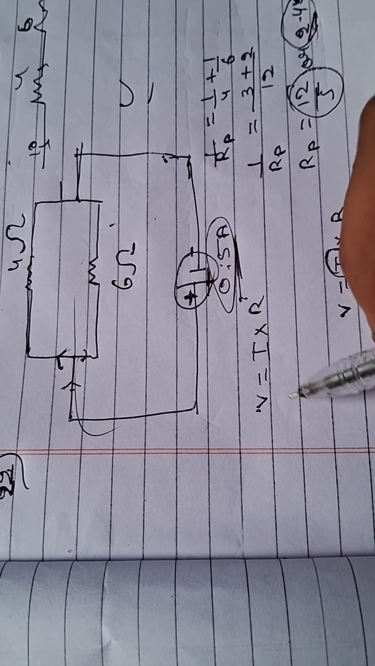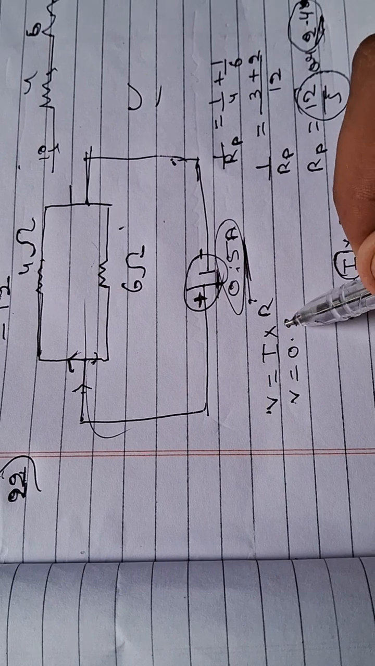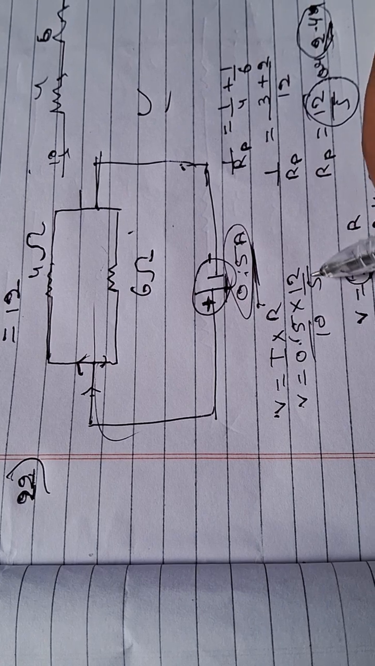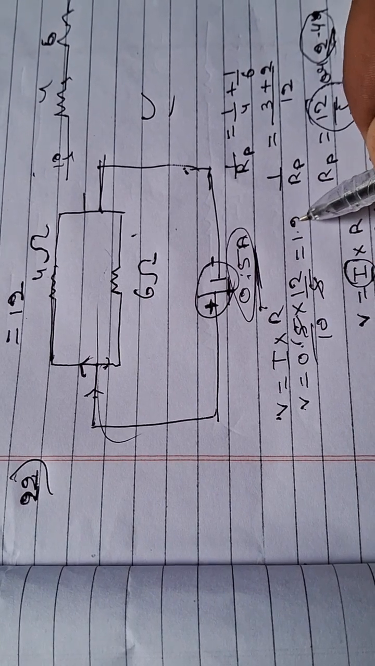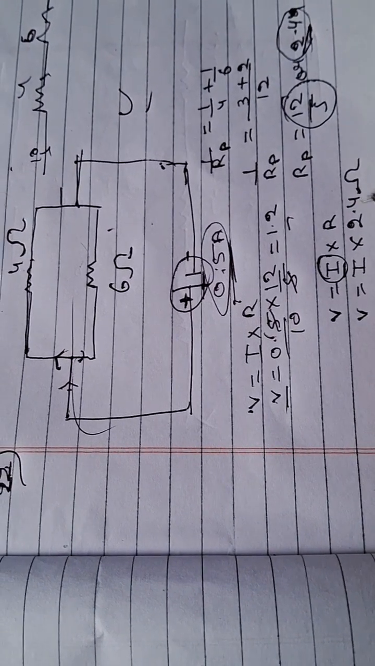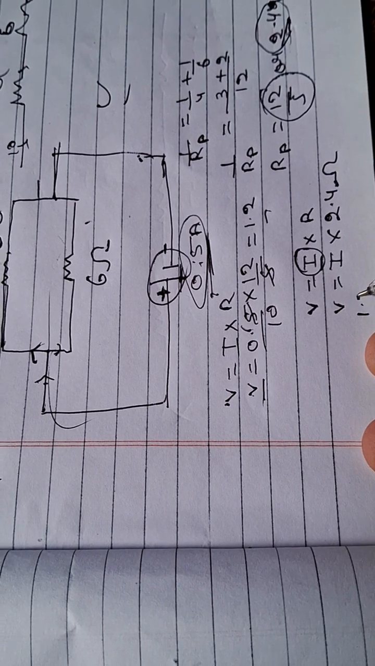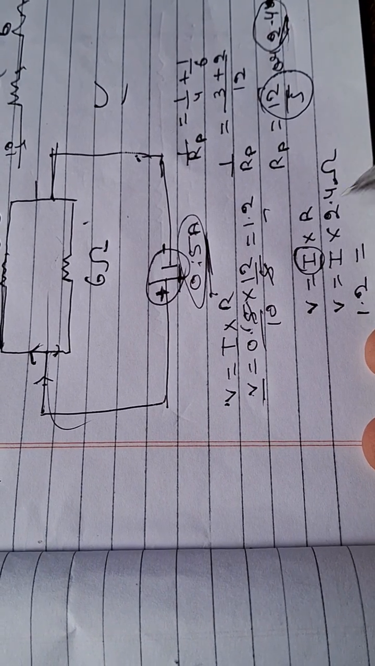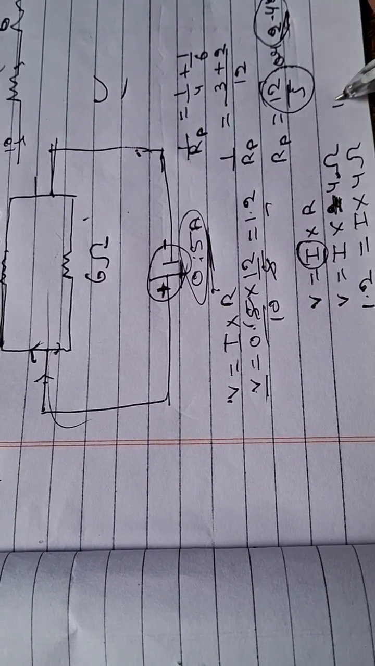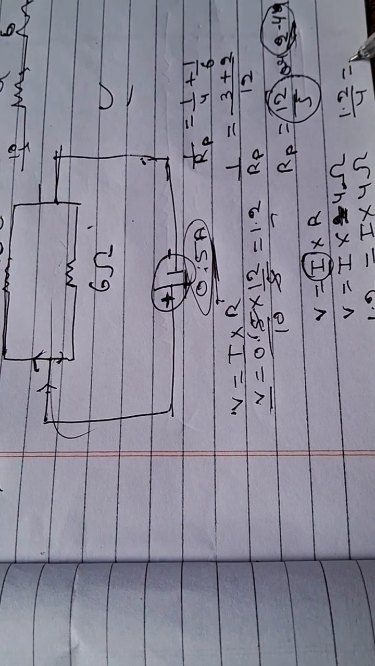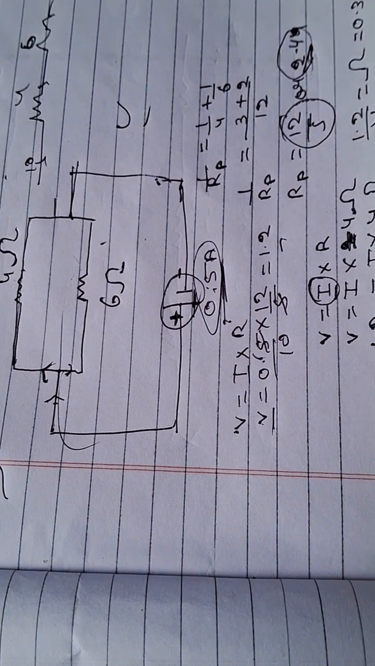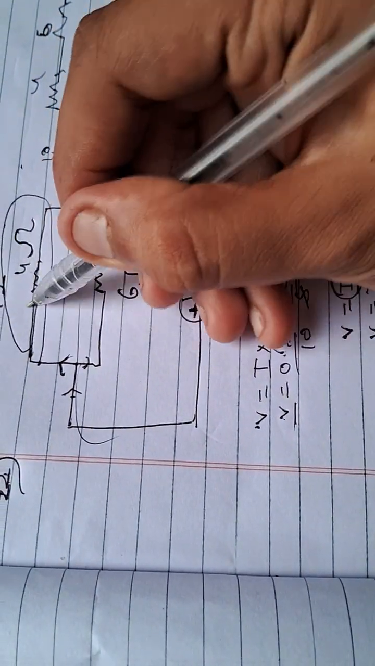Okay, for calculations, V is equal to I into R. So how much is your I? 0.5 into 12 upon 5, 1.2 is your voltage. Okay, now the voltage we have is 1.2. V is equal to I into 4 ohms. So 1.2 by 4 is equal to I. So how much is it? 0.3 ampere is entering in this.